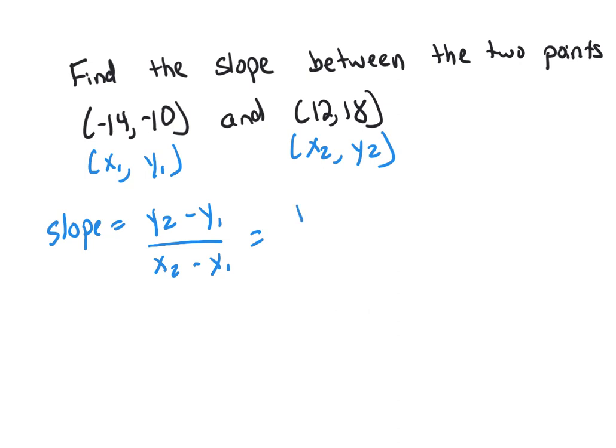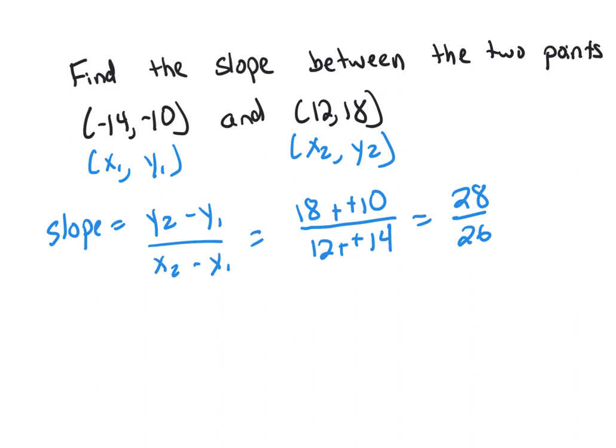So our y2 is 18. Our y1 is negative 10, so 18 minus negative 10. And our x2 is 12. Our x1 is minus 14. Now, when we have minus and negative, go ahead and make that plus a positive. So 18 plus 10 becomes 28. 12 plus 14 becomes 26.